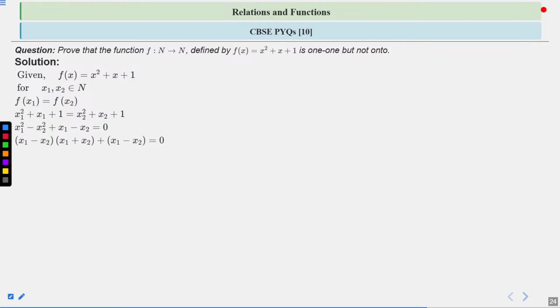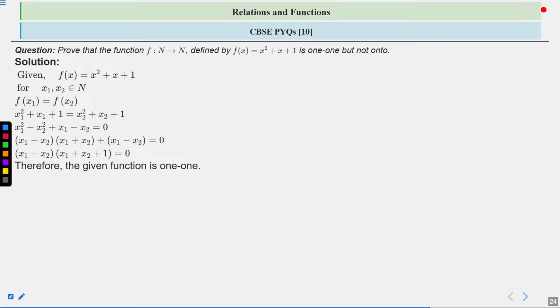So x1² − x2² can be written as (x1 − x2)(x1 + x2), because we know the basic relationship that a² − b² can be written as (a + b)(a − b). So x1² − x2² can be written as (x1 − x2)(x1 + x2), plus this x1 − x2 should be equal to 0. Let us take x1 − x2 as common, and after taking this common, we get (x1 − x2)(x1 + x2 + 1) = 0. Got it?